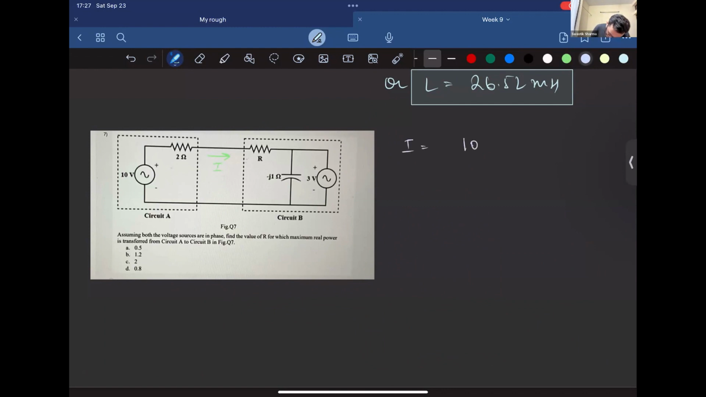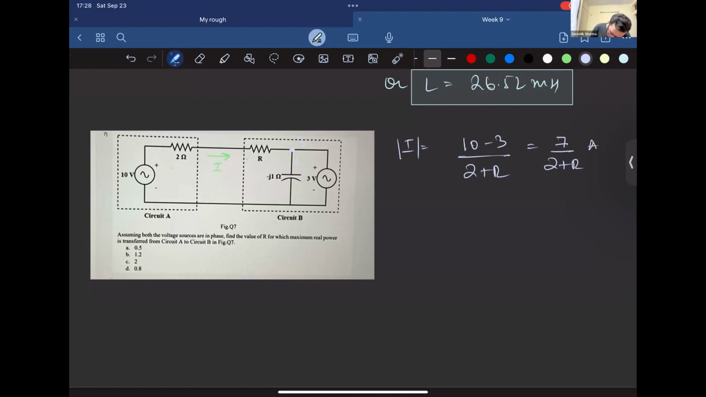What would it be? It would be (10 minus 3) upon (2 plus R). This node voltage is 3 only. So it's (10 minus 3) upon (2 plus R), which is 7 upon (2 plus R) amperes, right?